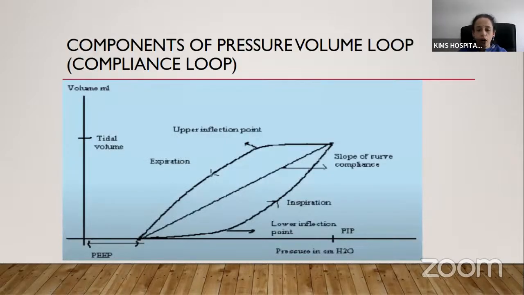So this one we have already discussed. Here this part is the PEEP, and here once the volume changes rapidly, this is the lower inflection point of the inspiratory limb, and then this is the slope of the compliance curve. And then this is the upper inflection point from where the expiration starts.